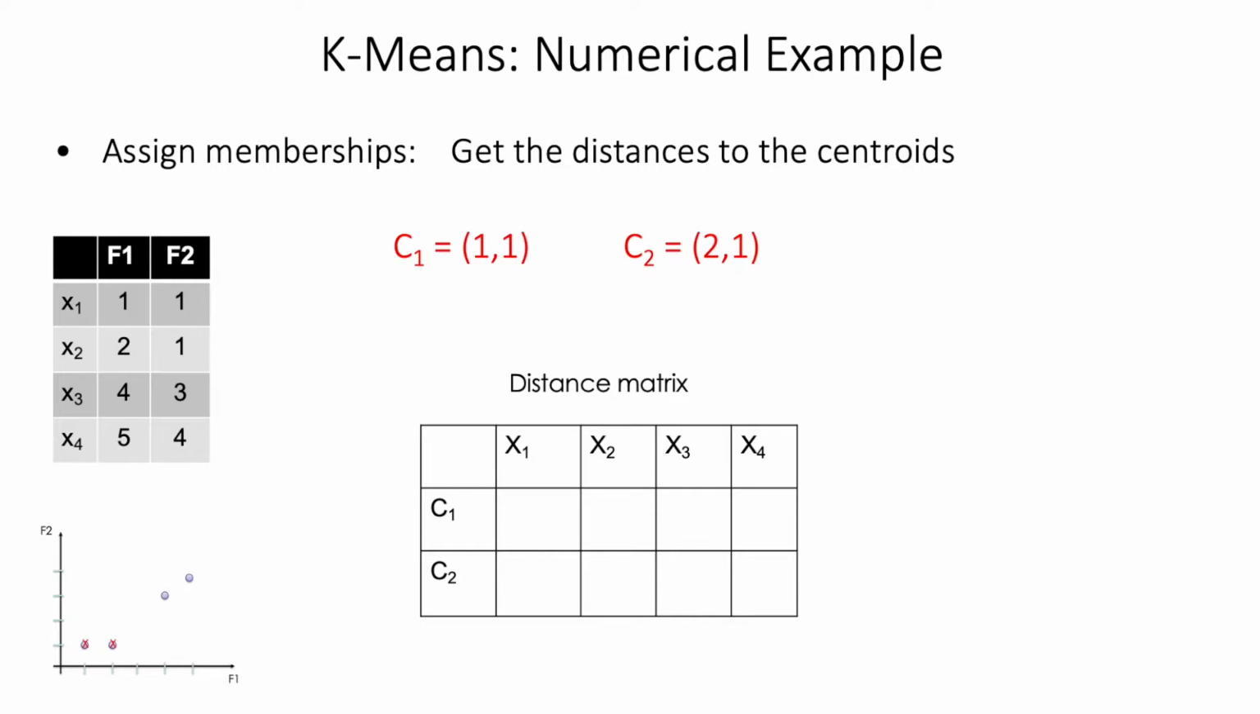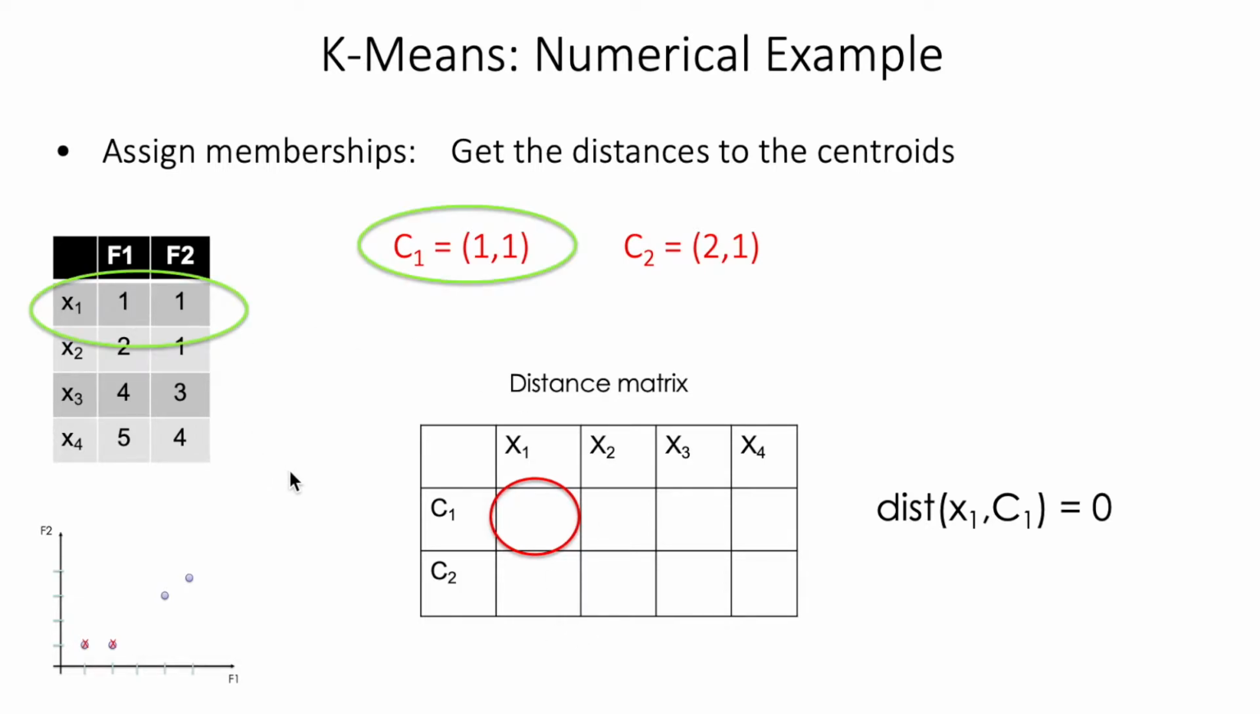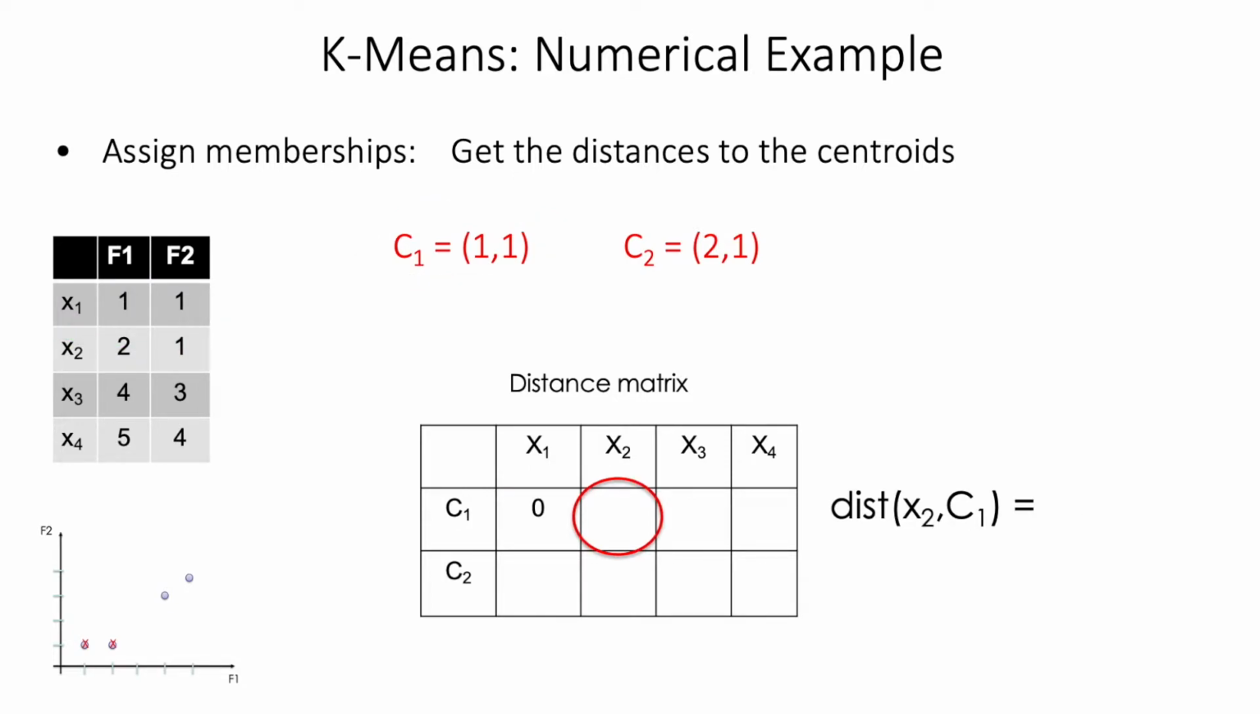To do that, we need to calculate the distance between every data point and each of the centers. We can do that with one matrix called the distance matrix, in which points are located as columns and the centroids are located as rows, and we are going to calculate every pairwise distance here. The first thing will be to calculate the distance between x1 and c1. Since x1 and c1 are the same point, the distance is 0. This is why we annotate 0 there.